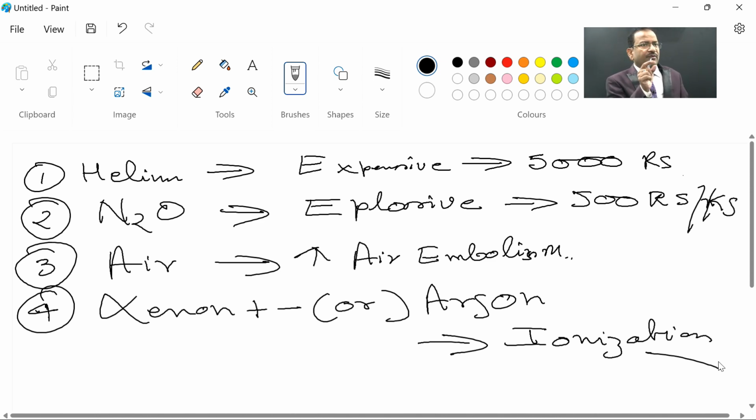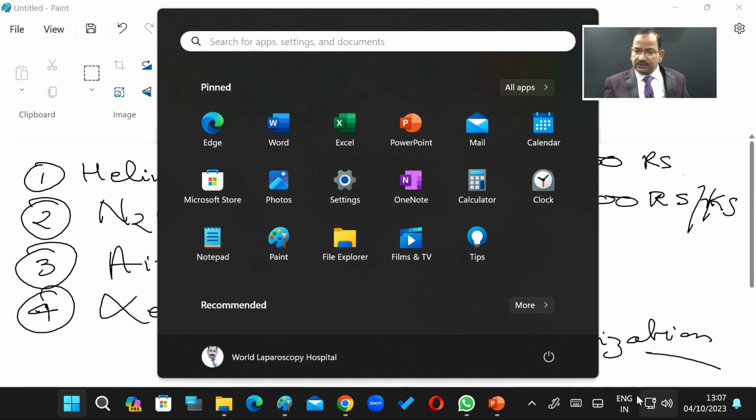So, if you use the cautery, it will take the electron from one place and pass it to another place. So, if you are using it, you are allowed to use the harmonic scalpel, because harmonic is not electron, it is friction. Bipolar and monopolar cannot be used.